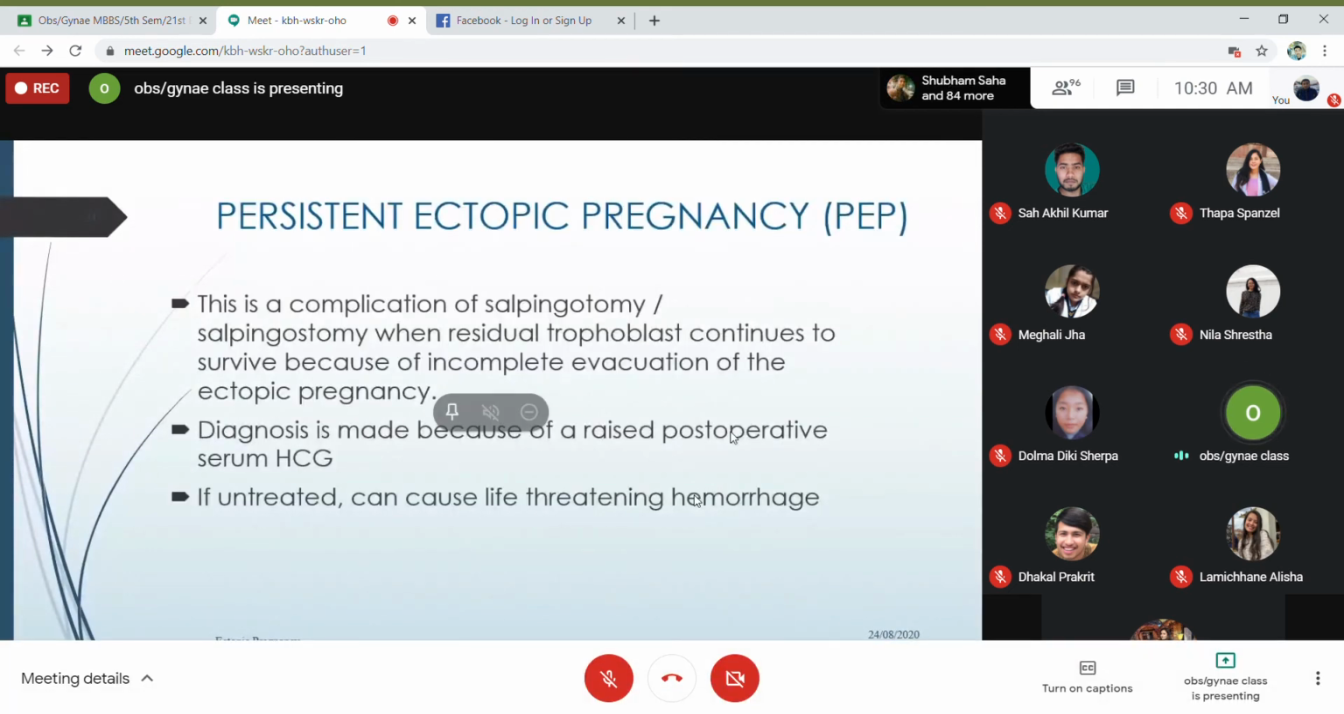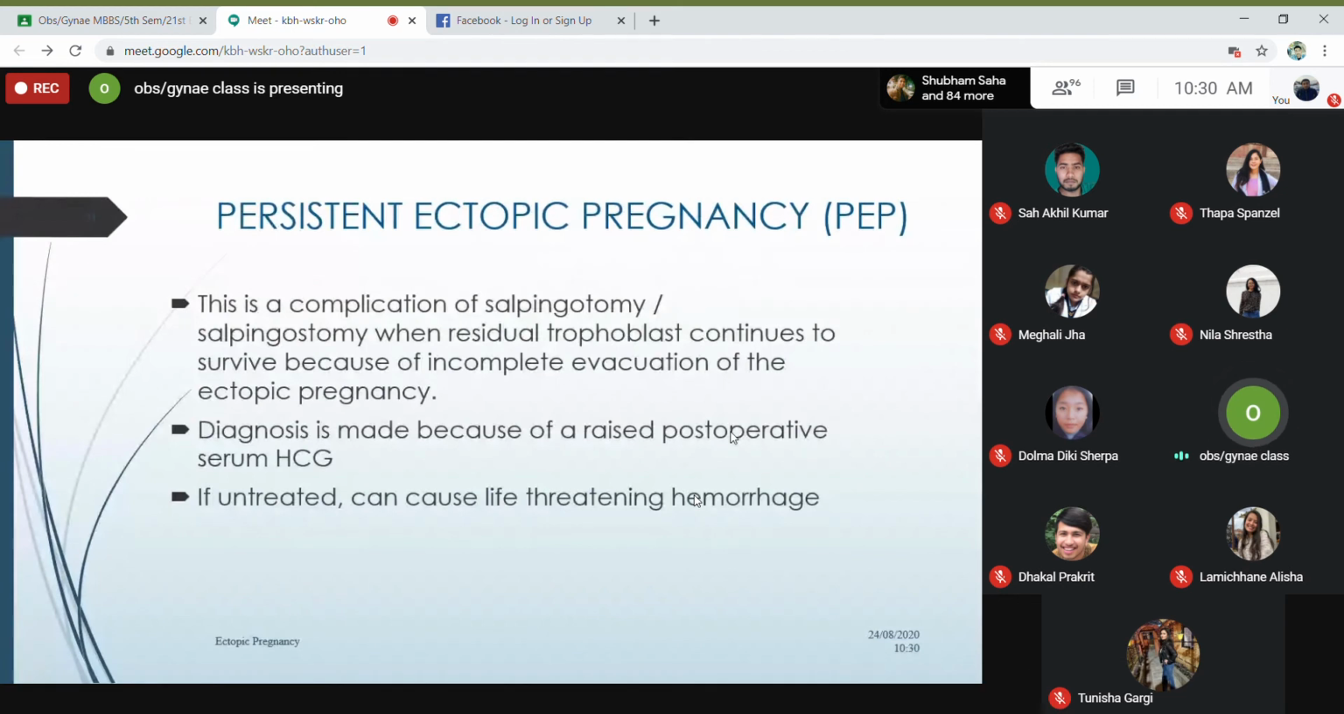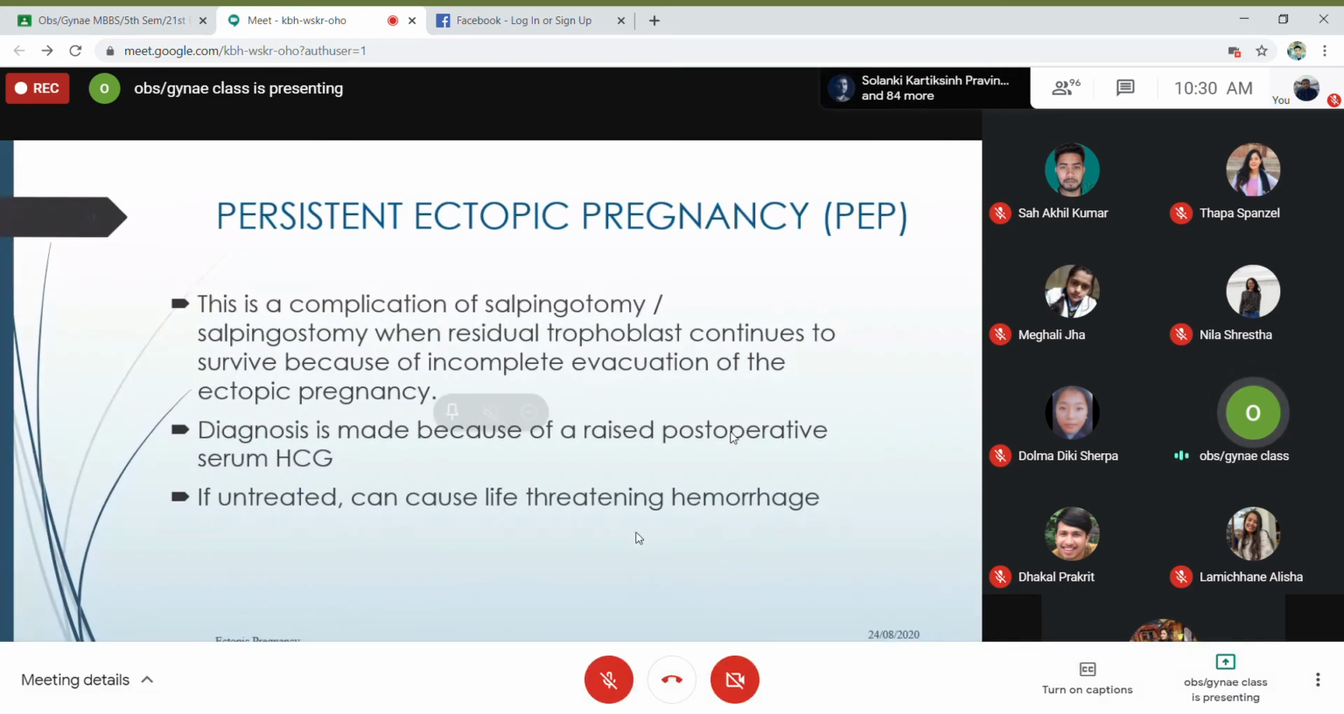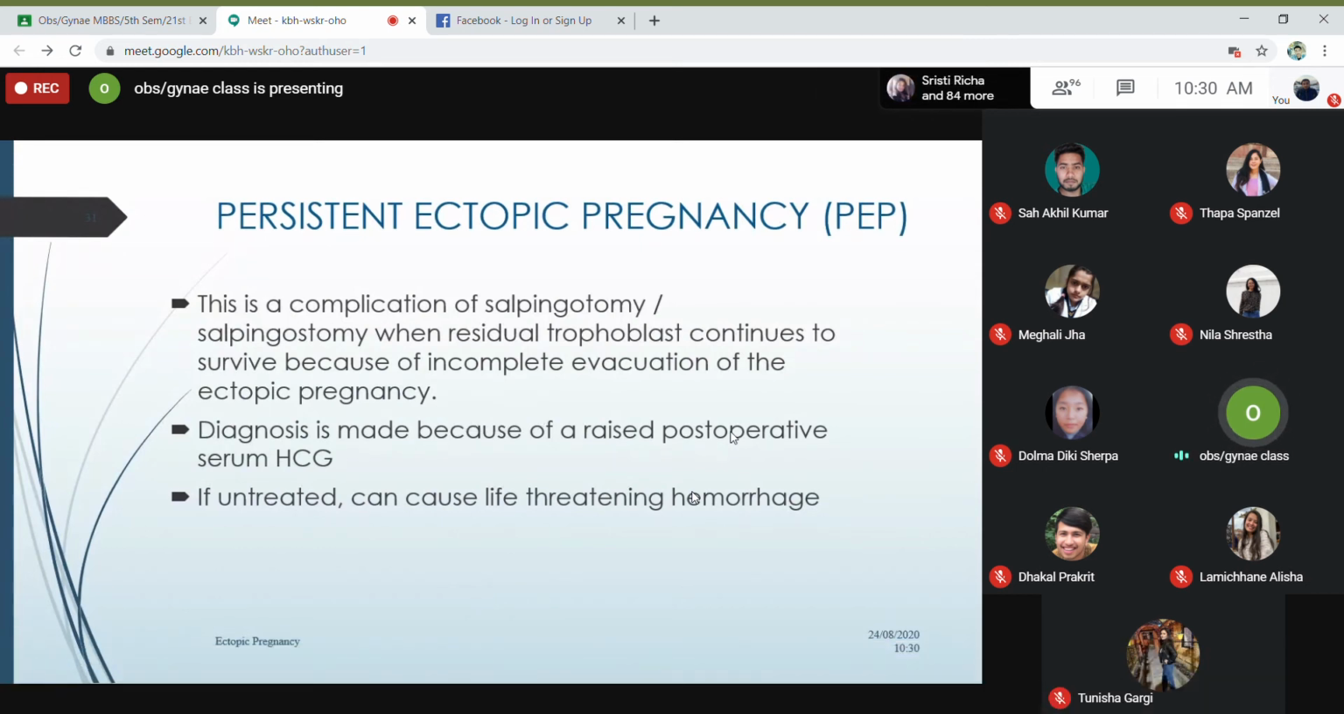There's something known as persistent ectopic pregnancy. It is persisting, the same ectopic is coming back again. This is because of incomplete treatment. This is a complication of salpingotomy, a complication of the conservation of the tube. When we do conservative surgeries on the tube, salpingotomy or salpingostomy, the residual trophoblast continues to survive because of incomplete evacuation of the ectopic pregnancy. The diagnosis is made because of a raised post-op serum beta HCG, and if untreated, it could cause hemorrhage.